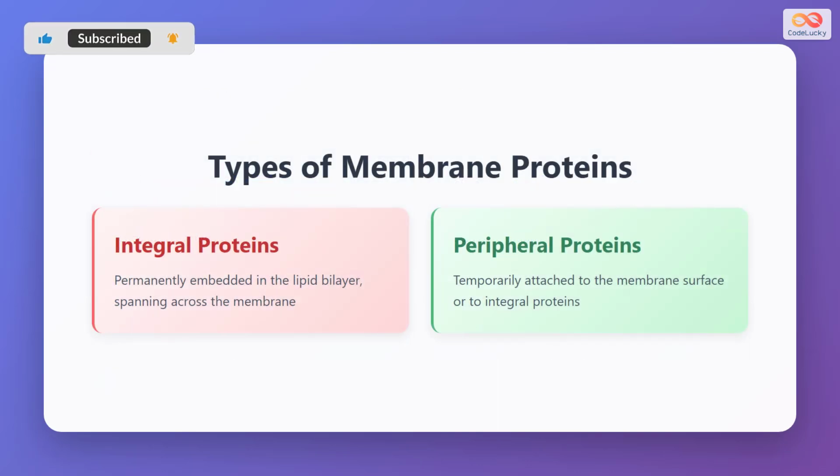Membrane proteins fall into two main categories. Integral proteins are permanently embedded in the lipid bilayer and often span completely across the membrane from one side to the other. These transmembrane proteins are firmly anchored and play crucial roles in transport and signaling. Peripheral proteins, on the other hand, are temporarily attached to the membrane surface or to integral proteins. They are not embedded in the lipid bilayer and can be easily removed without disrupting the membrane structure.